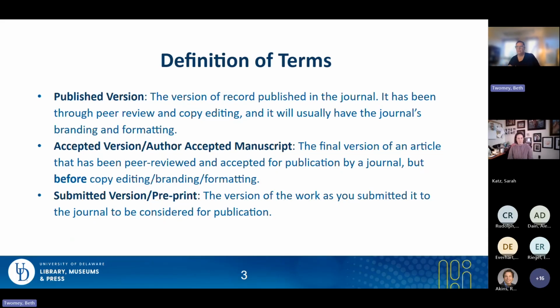What is acceptable on PubMed is what's called the accepted version or the author accepted manuscript. And so this is the kind of squishy zone. This is when your article's been accepted for publication. It's been through the peer review process, but it hasn't gone through the final formatting stage, right? And then another version that we're all really familiar with is what you originally submit, right?